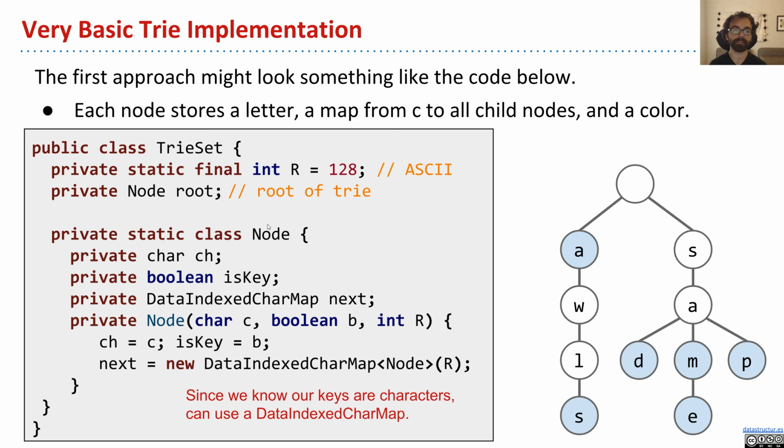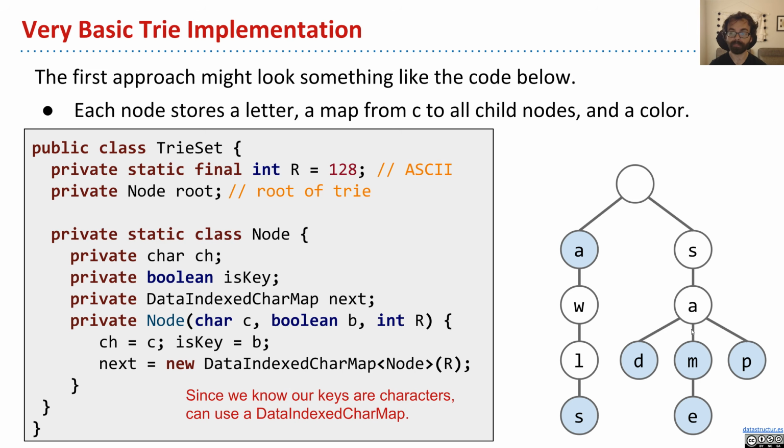So it consists ultimately of a tree of nodes. We have a root node, and then that root has some children. And every node in the tree has a character, for example, the letter A, an isKey boolean, which indicates if it's blue or white. Basically, is it the last character in a key? And then lastly, maybe a little puzzlingly, a data indexed character map. What's that? Well, it's a map from character to some value type. In this case, my data indexed character map will map to node values.